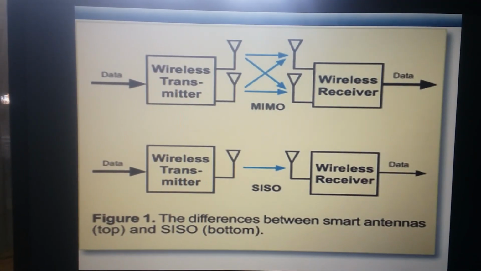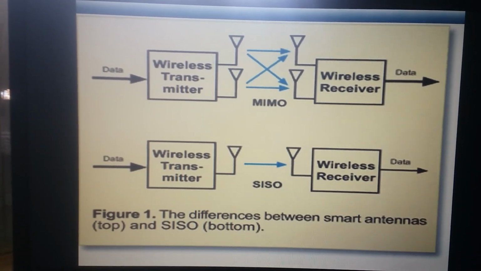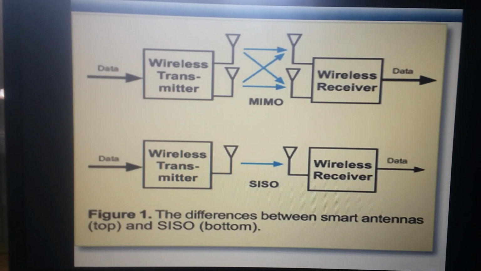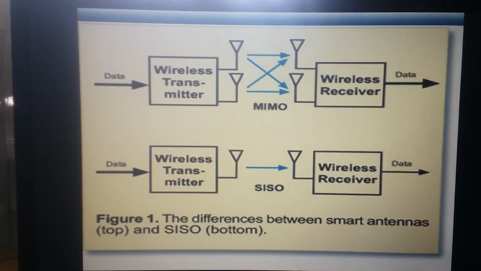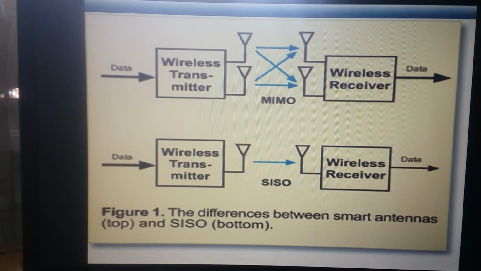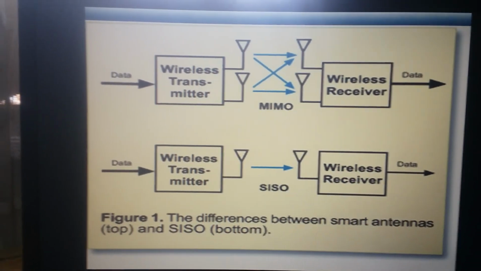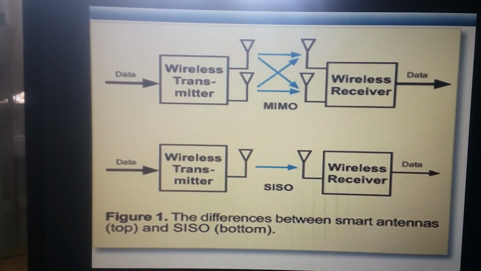Here we have the difference between smart antenna and SISO. At the top we have smart antenna MIMO, a multiple input multiple output system, and at the bottom we have a single input single output system. In the bottom diagram, one antenna transmits the signal to one antenna, and in the top diagram we have two antennas which can communicate with each other.